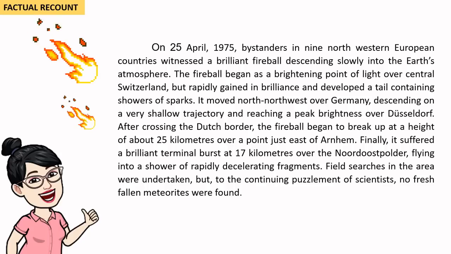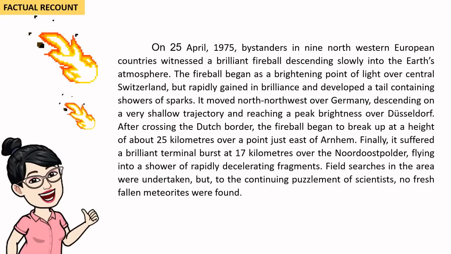After crossing the Dutch border, the fireball began to break up at a height of about 25 kilometers over a point just east of Arnhem. Finally, it suffered a brilliant terminal burst at 17 kilometers over the Nordostpolder, flying into a shower of rapidly decelerating fragments. Field searches in the area were undertaken, but to the continuing puzzlement of scientists, no freshly fallen meteorites were found.